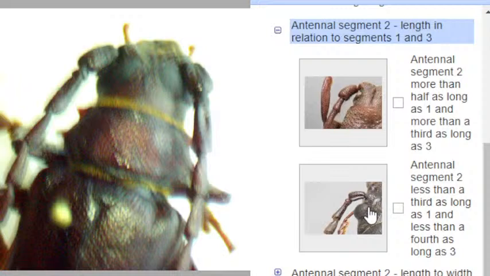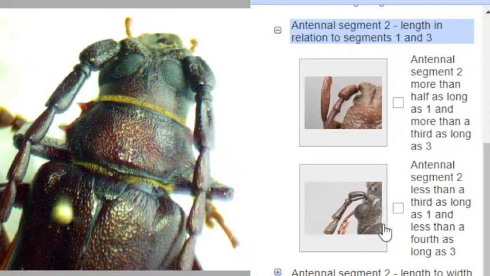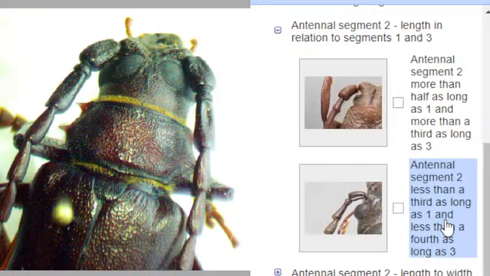This specimen right here has segment two less than a third the size. Because if you look at our picture over here, we've got the different segments of the antenna. So this first one here is called the scape, and then the rest of them are called antennomeres. This is going to be the first segment of the antenna right here, and it's significantly smaller than the first antenna segment.